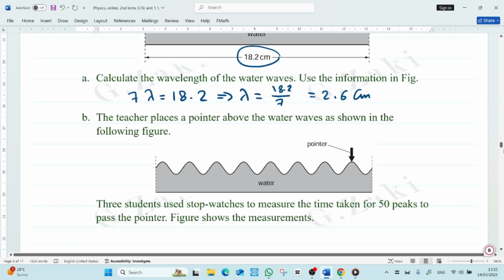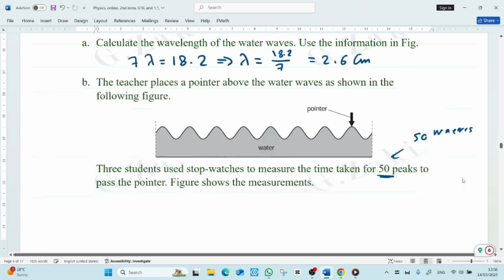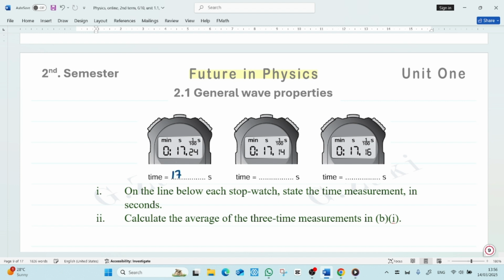3 students used stopwatches to measure the time taken for 50 beats. 50 beats, it means 50 waves. Now, these are the times. This is the time of the first one, the time of the second, and so on. On the line, each stopwatch states the time measurement. Now, the time in the first stopwatch is 17.24. The second is 17.14 second. The third is 17.16 second.